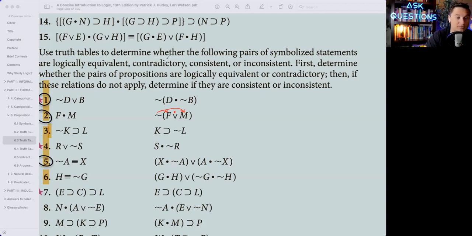So we're going to predict that these are contradictory statements, which means that under their main connectives, we are going to see opposite truth values. Or another way to put it is for every line on the truth table, if this is true, then this will be false. And if this is false, this will be true. Okay, so we need our line here.